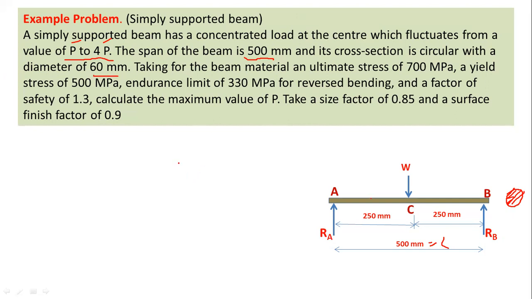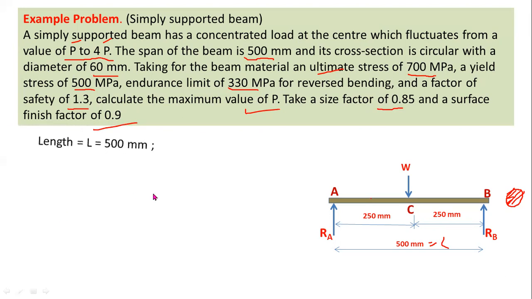In this question the diameter of the shaft is given. By using the diameter, you have to find out the value of load acting on the beam. Taking for the beam material the ultimate stress, this is sigma u, and yield stress sigma y equals 500 megapascal. Endurance limit sigma e equals 330 megapascal. Factor of safety, that is FS, equals 1.3. Calculate the maximum value of P. So you have to find out the value of P by using these details. Consider size factor 0.85, surface finish factor 0.9.